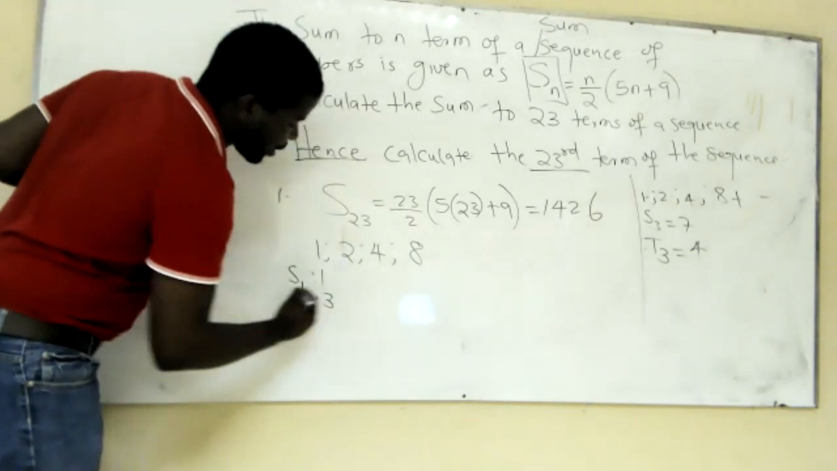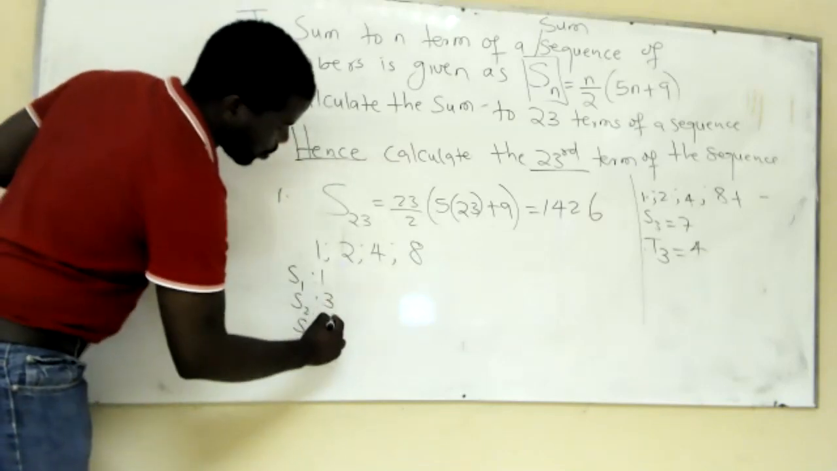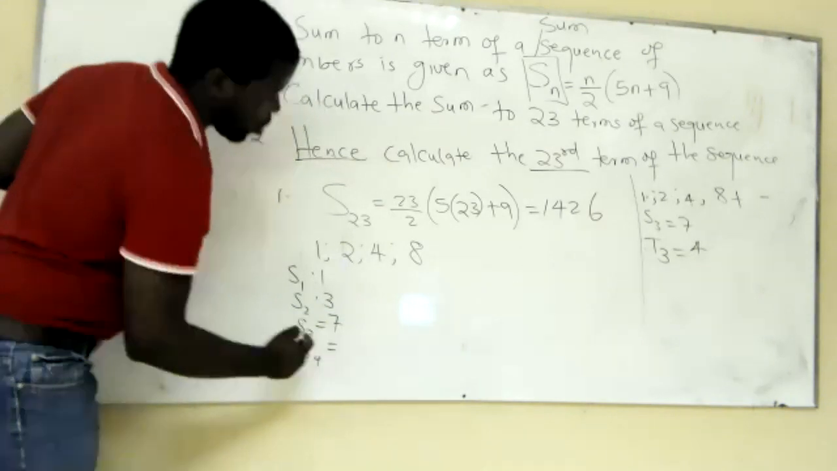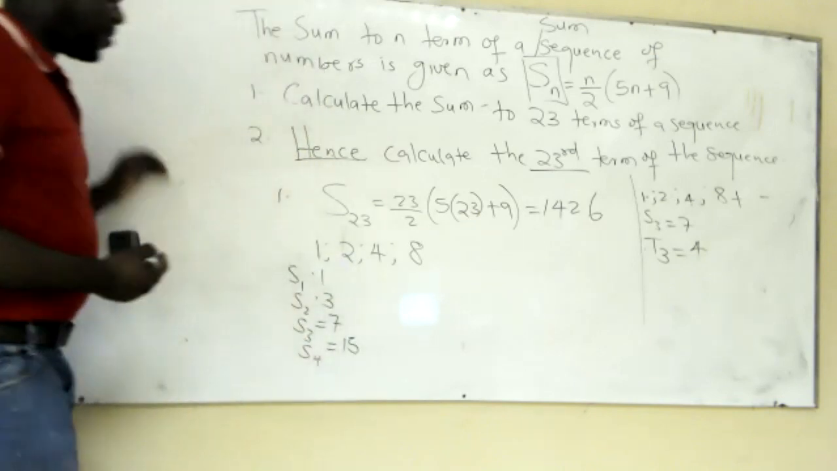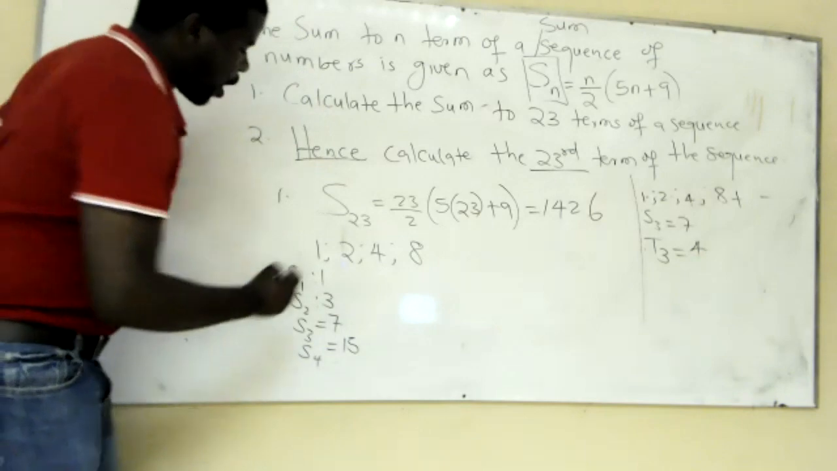It's going to be 3, yes, definitely. And then S3 is going to be what? We have done this, it is 7. And then S4 is going to be 15. Yes, definitely. Okay, how did we obtain S1?